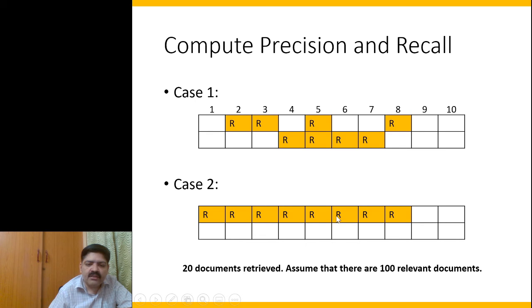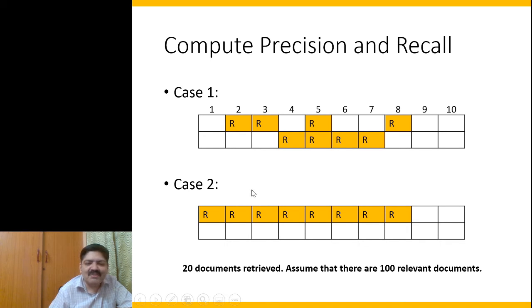All the other factors remain the same. There were only 20 documents retrieved in both, and there were 100 relevant documents in the corpus. So these facts remain the same, just that the order of the first 8 relevant documents has changed. So which retrieval system do you think is better and why?